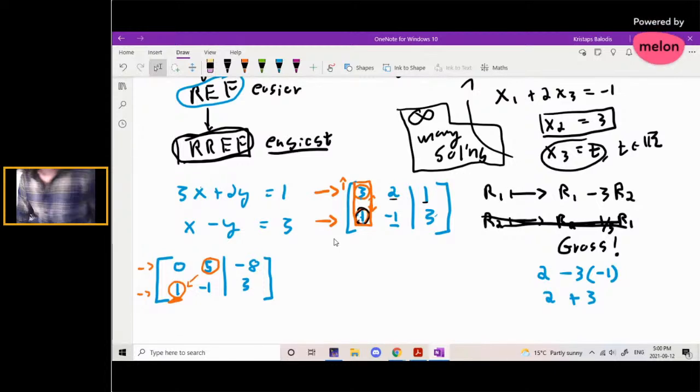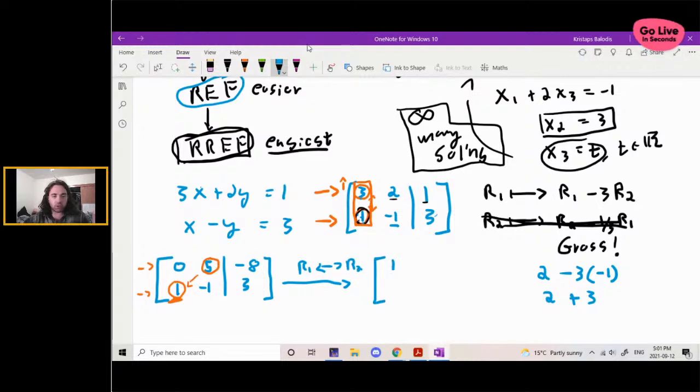Okay, so looking at this, I've given you a minute to think about it. Hopefully you had this idea: I can just swap row 1 and row 2. And look what happens when I swap them. Row 2 is going to come to the top, so I get 1, -1, and 3. And now 0, 5, and -8 at the bottom.